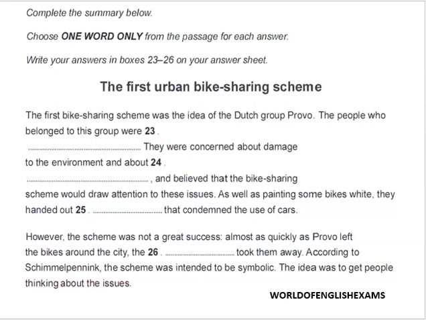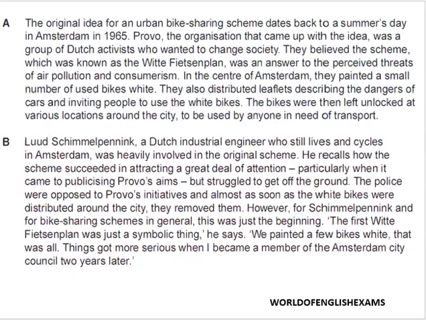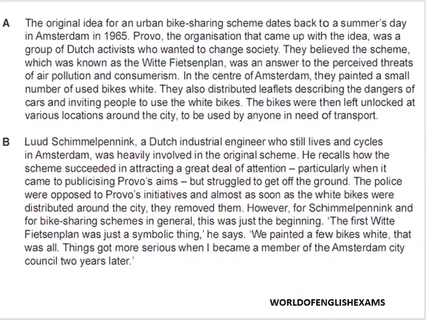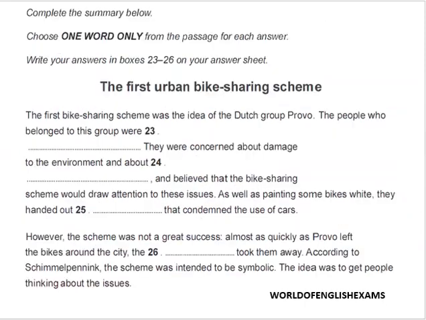Okay, so they were concerned about damage to the environment and about. So there are two things that we're concerned about. We already read this paragraph, so it's not very hard for you. They believed that the scheme, which was known as Witte Fietsenplan, was an answer to the perceived threats of air pollution. So air pollution is given in the form of environment damage here. And what is the second one? Consumerism. So what is the right word here? Consumerism. So the 24th answer is consumerism.